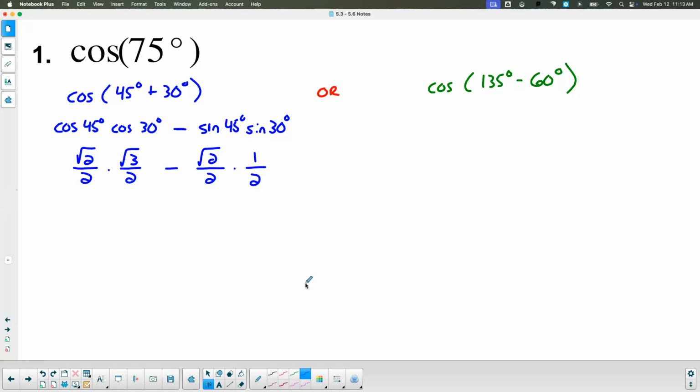What do we got? Square root of 6 over 4. Square root of 2 over 2 times 1/2. Square root of 2 over 4. Okay. Can I combine those fractions? Yes, into what?